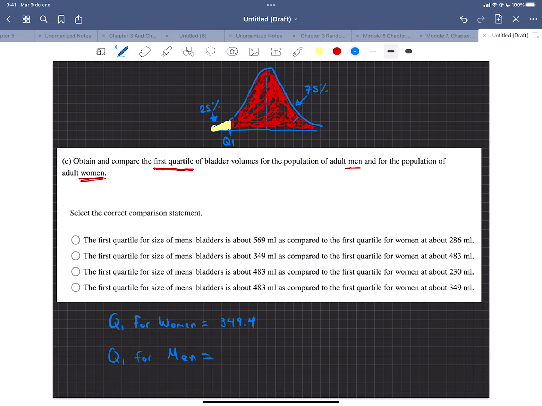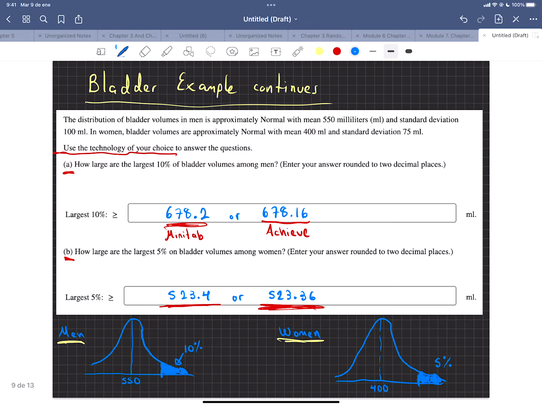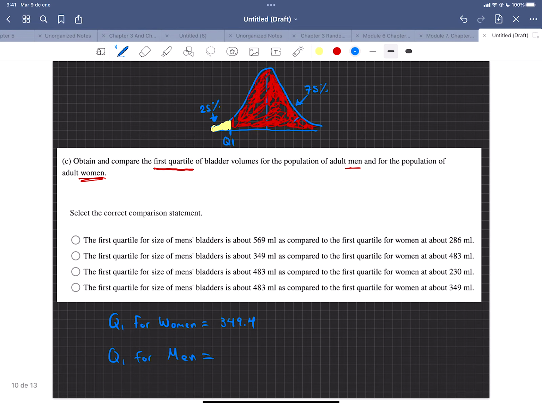So do the same. Graph, probability distribution plot, view probability, OK. The mean for men was 550. And the standard deviation is 100. And here leave it in the same way, 0.25 to the left. OK. And now notice the quartile is 482.6.